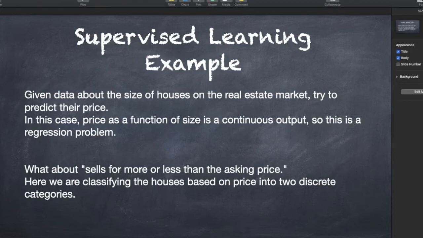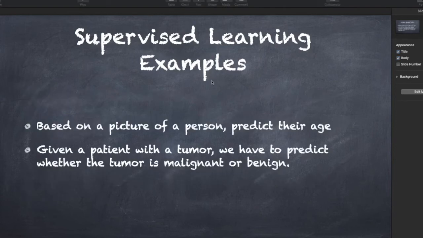Okay, here is another example based on a picture of a person. For example, given a picture of a person, let's predict their age. This one is a regression problem, because based on the picture of the person, we have different features and then predict their age. So it's a continuous problem, right? So this one is a regression problem.